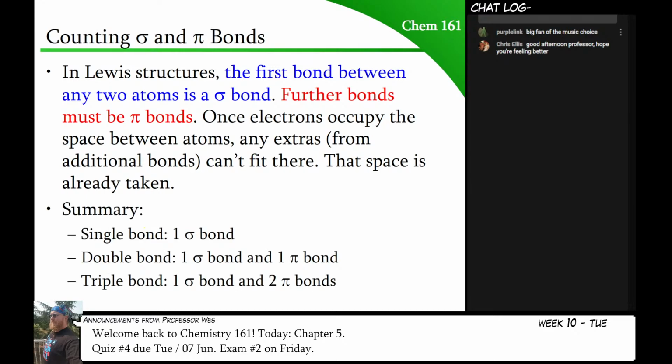So there's our summary for bonding. If you make a single bond, it's always going to be a sigma bond. A double bond, the first bond is always sigma. Any further bonds are pi. A triple bond requires a sigma bond and 2 pi bonds.